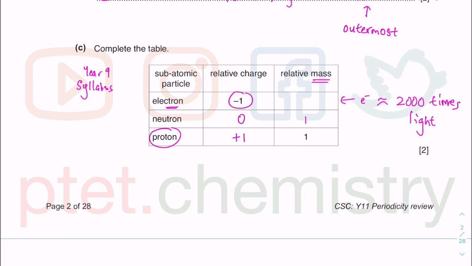So there is an exact answer for this, but it's enough to write 1 over 2000 to save you having to remember the exact number, which is around 1 over 1846 or 1 over 1856. I can't remember the exact number. I always remember it's about 2000 times lighter, 2000 times less heavy. Less heavy means 1 over 2000 because it's lesser than 1. That's it for that 2 marks.